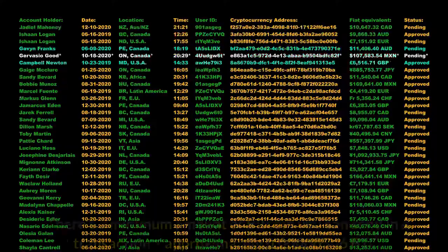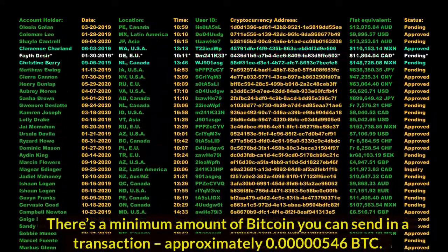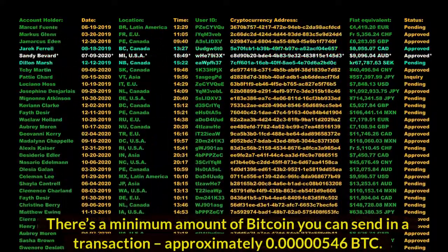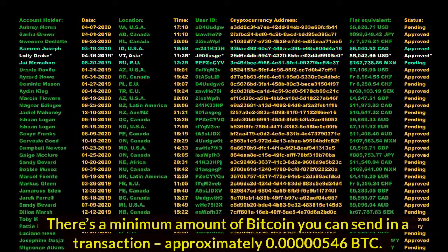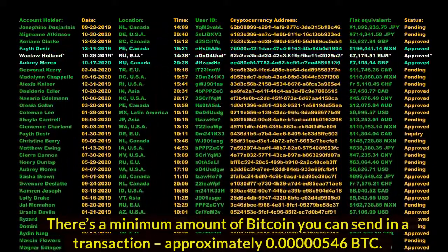Micropayments. There's a minimum amount of Bitcoin you can send in a transaction, approximately 0.0000546 BTC.